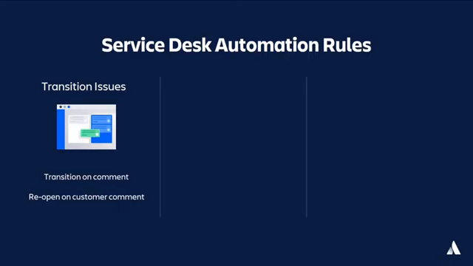Transition on comment is used when a comment is added to an issue. Then the rule automatically transitions the issue, so it's clear who it's waiting on. For example, if the request is currently in the status waiting for customer, and the customer adds a comment on the customer portal, then the request is automatically transitioned to waiting for support.